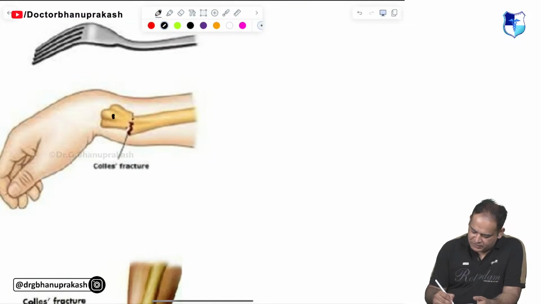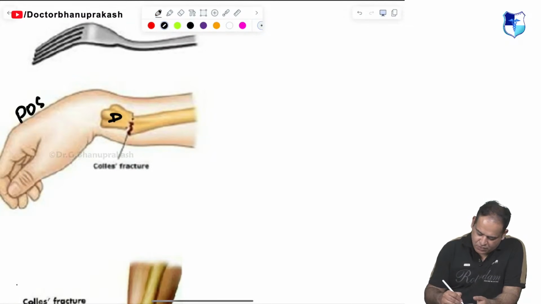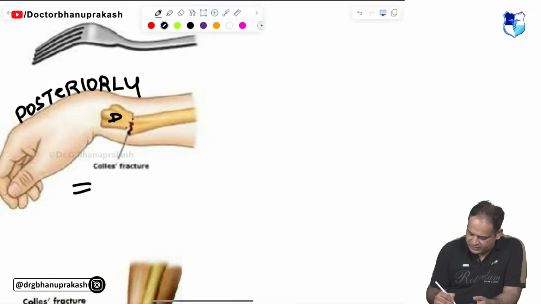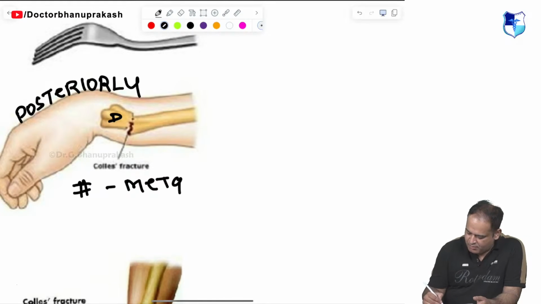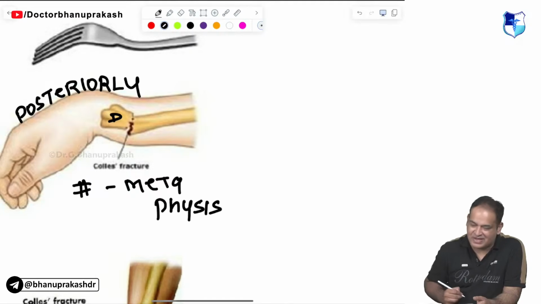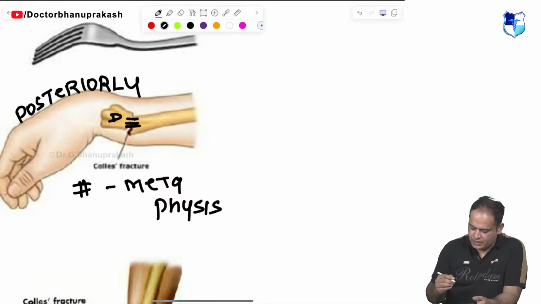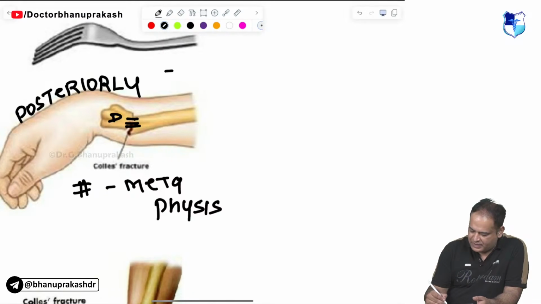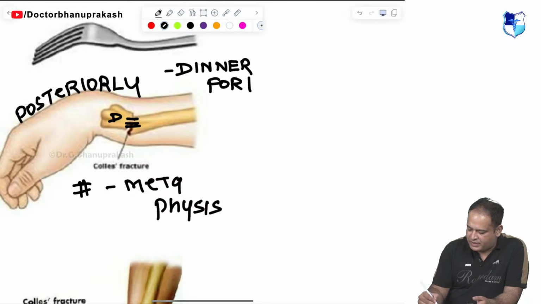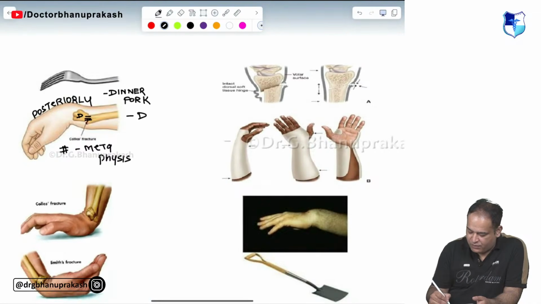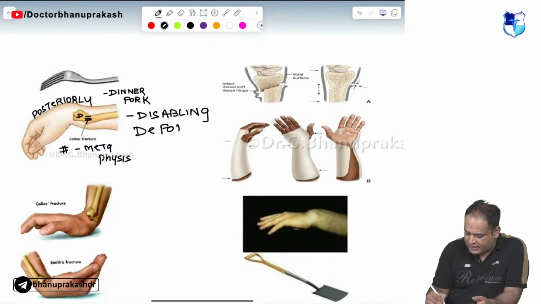If you notice, this is the distal fragment, and it goes posteriorly. And what is the problem? The fracture is at the metaphysis, like this. With rapid early healing, your patient will develop a deformity called dinner fork deformity, a very bad kind of deformity. Dinner fork deformity is a disabling deformity.